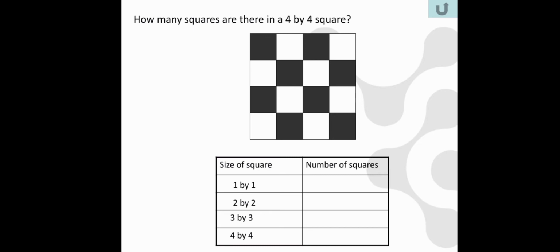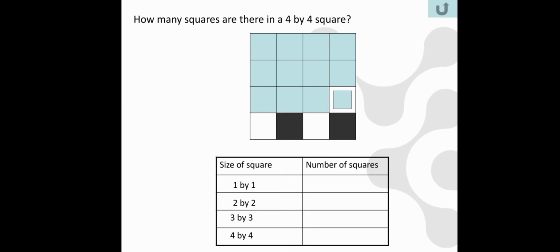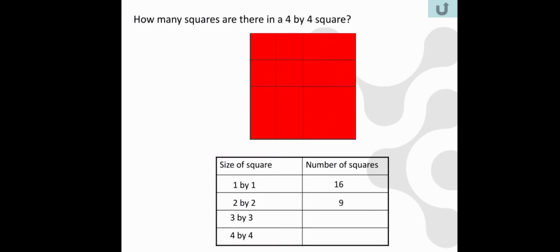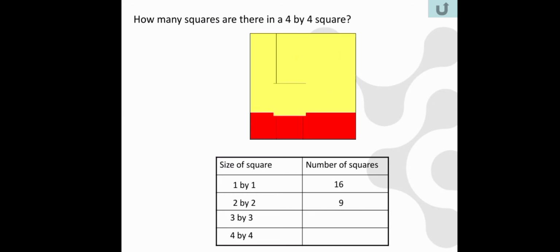So, how many 1 by 1 squares are there in a 4 by 4 square? There are 16 1 by 1 squares. How about 2 by 2 squares? There are 1, 2, 3, 4, 5, 6, 7, 8, 9. There are 9 2 by 2 squares inside a 4 by 4 square. What about 3 by 3 squares? There are 1, 2, 3, and 4 3 by 3 squares, and obviously 1 4 by 4 square.